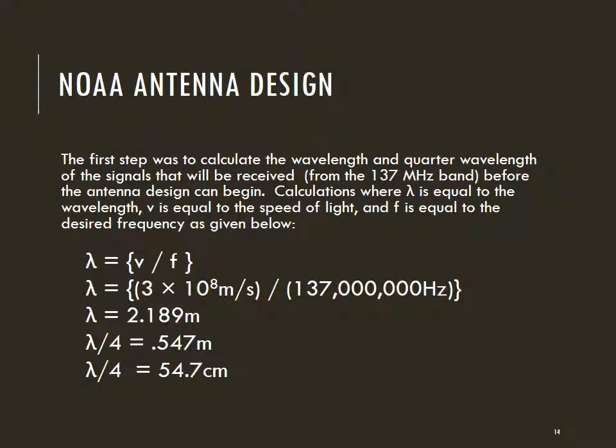The first step in our experiments is calculating the wavelength and the quarter wavelength for the frequency that we want to receive, which is the 137 MHz band. Using the standard formula as shown on the slide, our calculations have us arrive at a wavelength of 2.189 meters, which will be very important in our calculations during our antenna design phase.